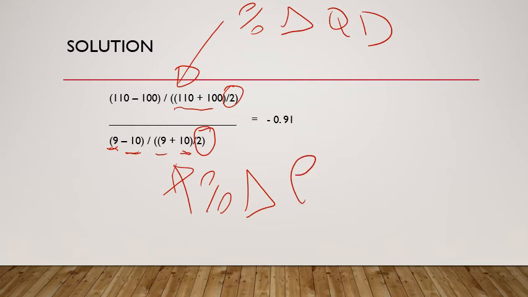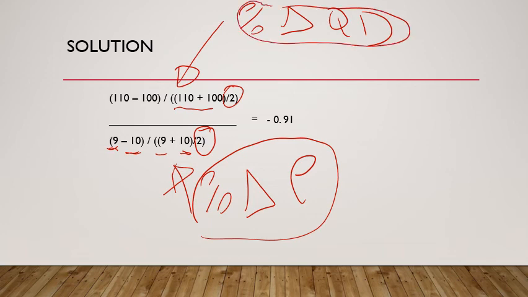What is the cause? It's the change in the price, which is the cause. What is the result or the consequence? It's the percent change in quantity demanded. It's the change in the behavior of consumers. So how do we interpret this number here?